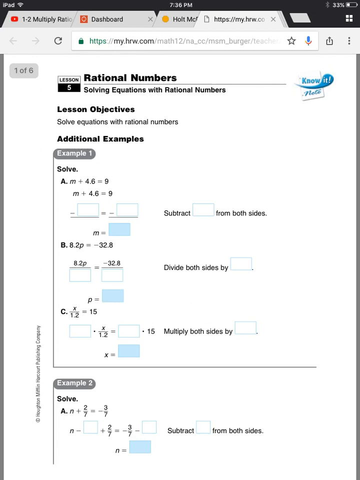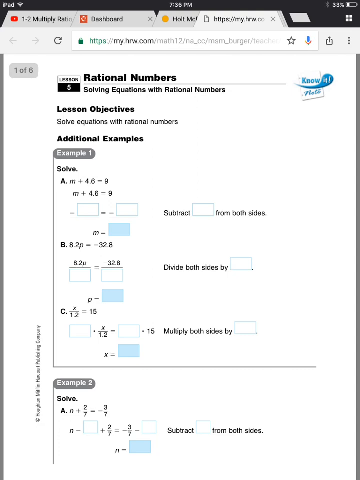Today we are learning how to solve equations with rational numbers. So today we're doing one-step equations. Tomorrow, or whenever the next lesson is going to be, two-step equations. So one-step equations are fairly simple. Hopefully you remember these from previous years.